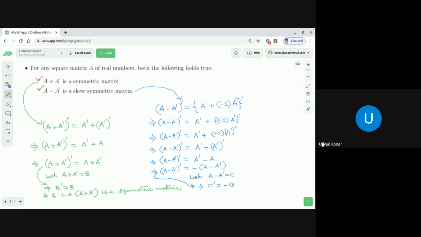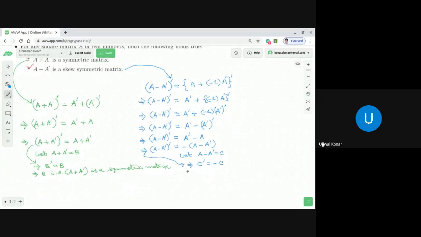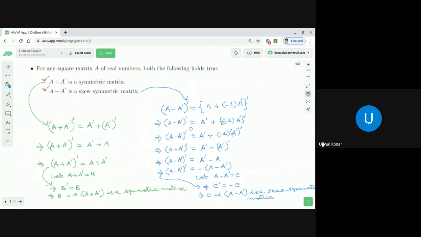Now, dear students, recall the property of a skew-symmetric matrix. If C transpose is equal to minus C, that means C is a skew-symmetric matrix, correct now? So then what we are going to say from here is that this implies C, that is A minus A transpose, is a skew-symmetric matrix. If you have any smallest doubt, dear students, please feel free to ask me.